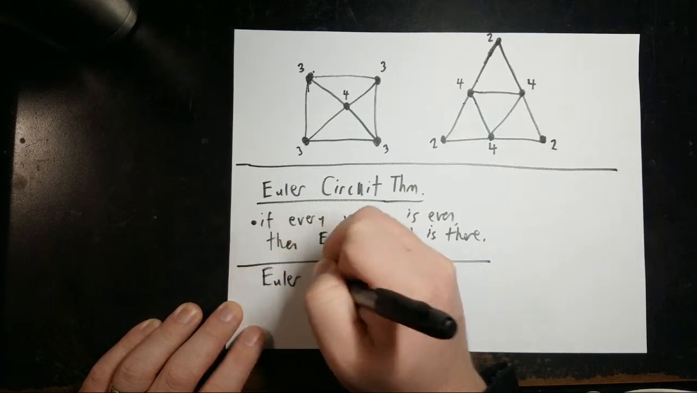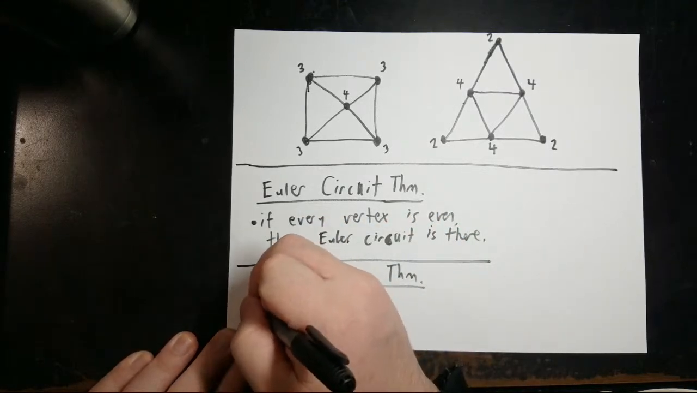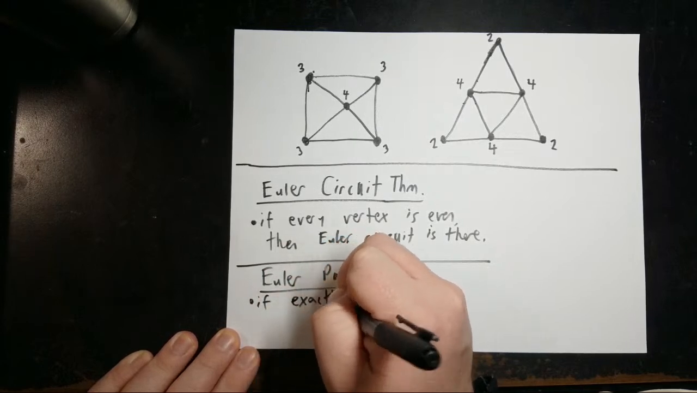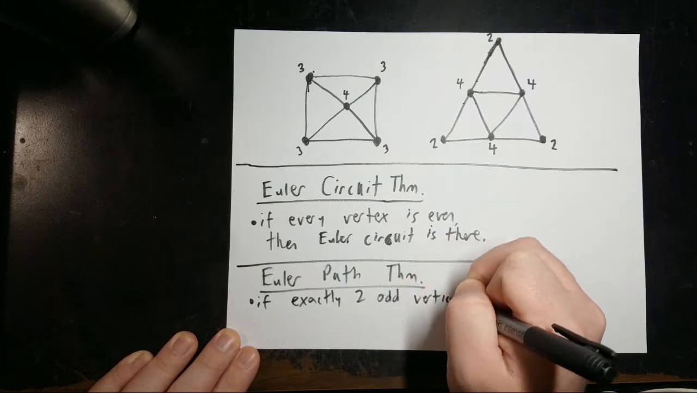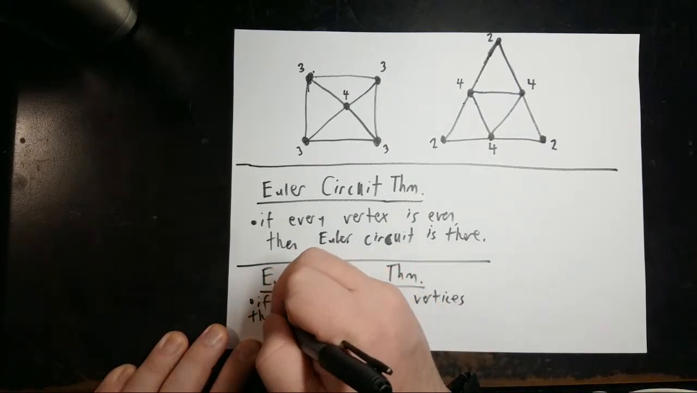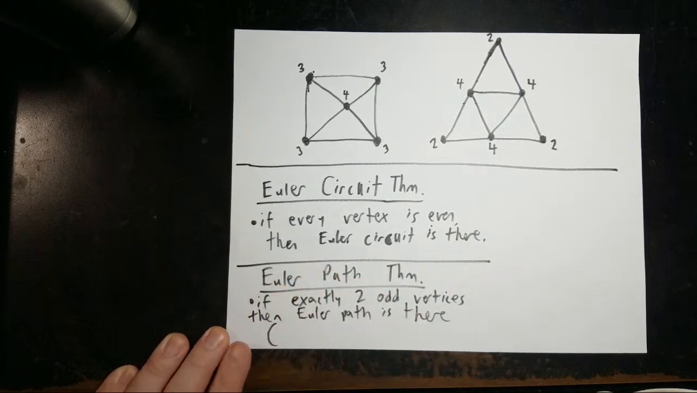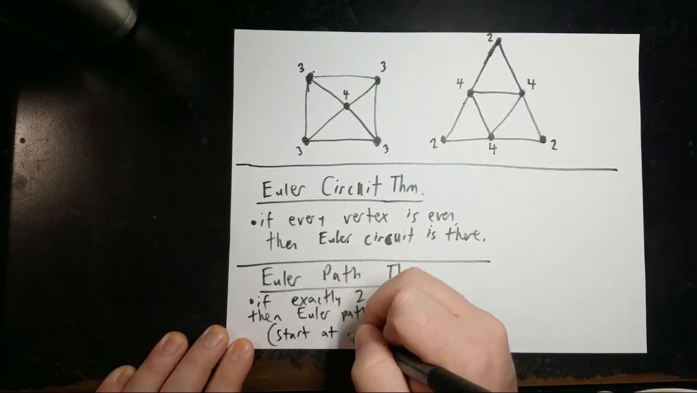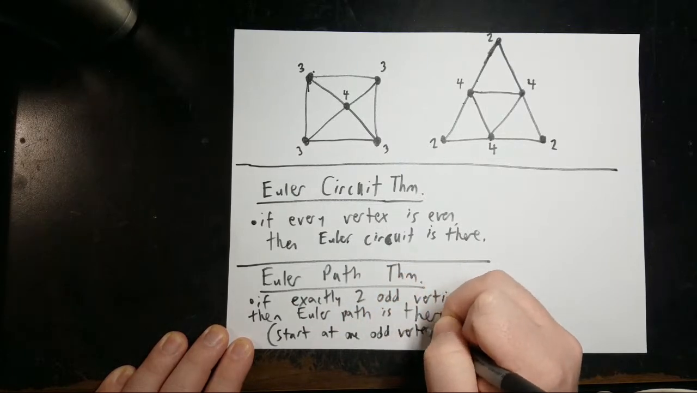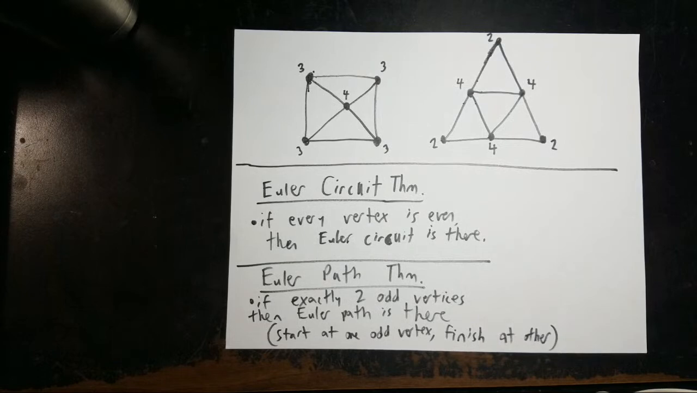Euler path theorem. Now, there is such a thing as an Euler path. If exactly 2 odd vertices. It has to be exactly 2. Then an Euler path is there. Put a little note underneath. Start at one odd vertex, finish at the other. And I'm going to show you this in a couple of examples that I have set up in the Google PDF that I have below for you guys, which we'll see in a minute.